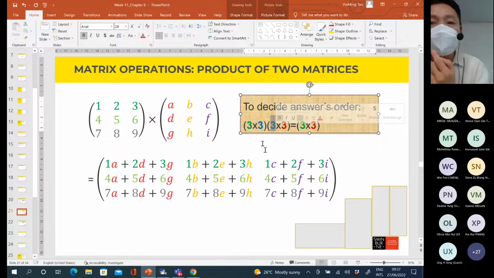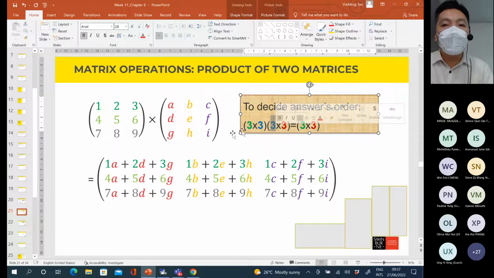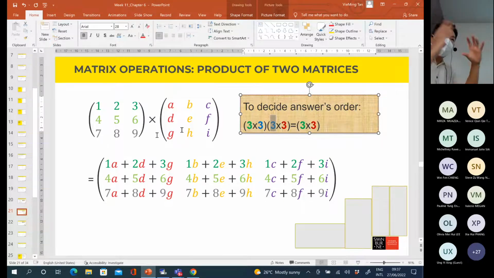Before we continue, it's better to also check what the order of the output of this product will be. If we multiply these two matrices, what will be the outcome? You may find that the order of the outcome should be 3 multiply 3.